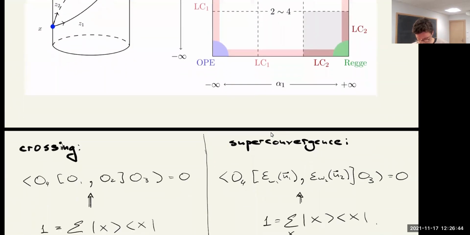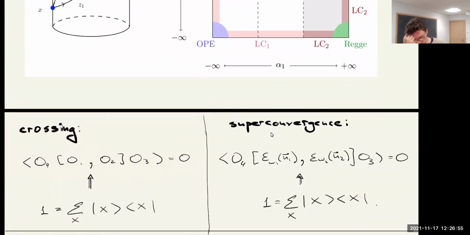Now, finally, it was useful to write some interesting sum rules. If we have a commutator of operators, we can insert a complete set of states and we get crossing equations. Here, if we take these commutators, we get some superconvergence, and again, we can generalize them.